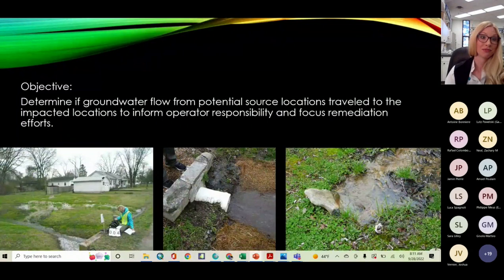Quite simply, the objective was to determine whether groundwater flow from any of these potential source locations was in fact traveling to the impacted locations, and this would inform both operator responsibility as well as focusing any remediation efforts.